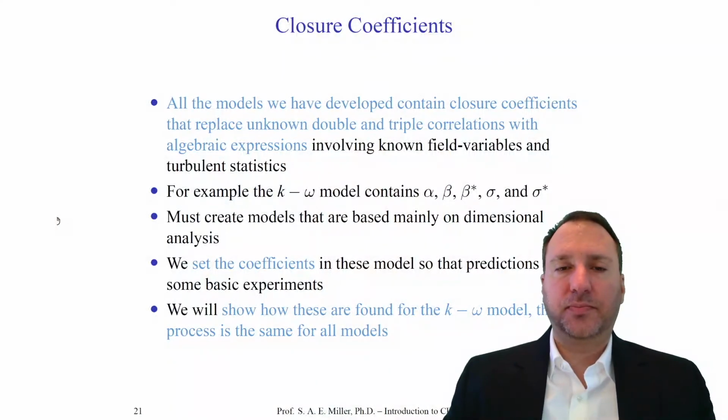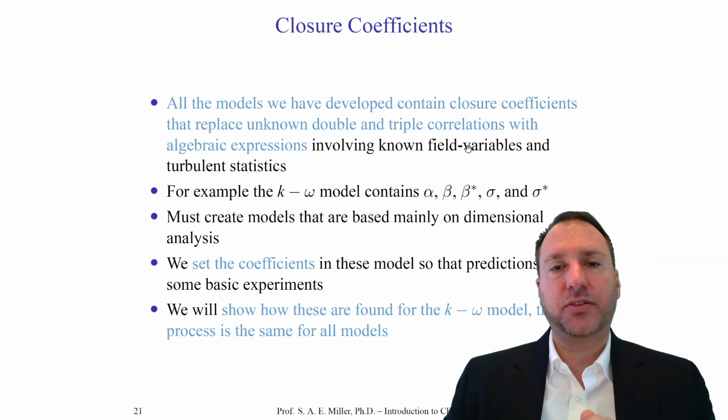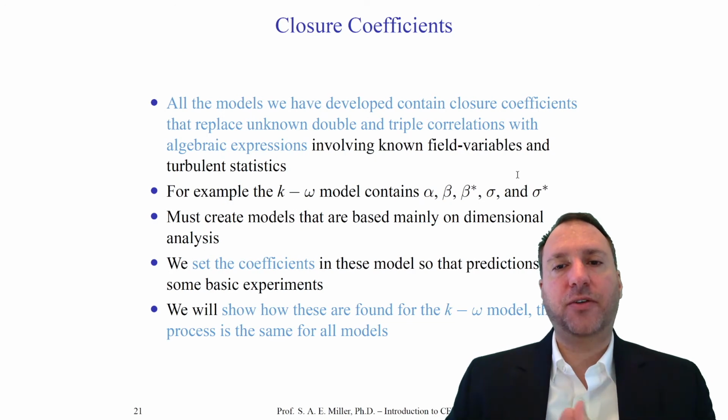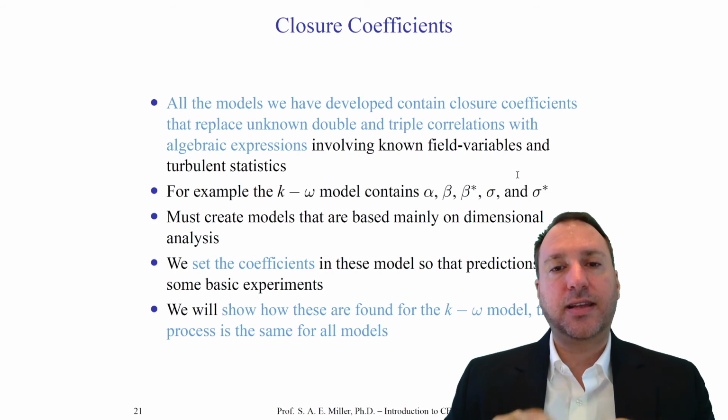Now, for example, in the K omega model, we saw a particular set of coefficients, alpha, beta, beta star, sigma, and sigma star. These were found through a combination of theory and calibrating that code against experiments and known analytical solutions to find and calibrate those coefficients, of course.